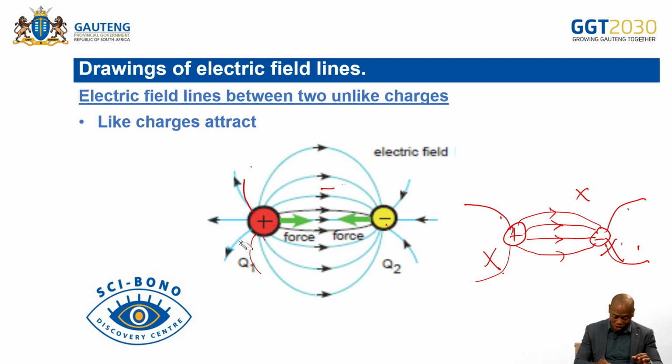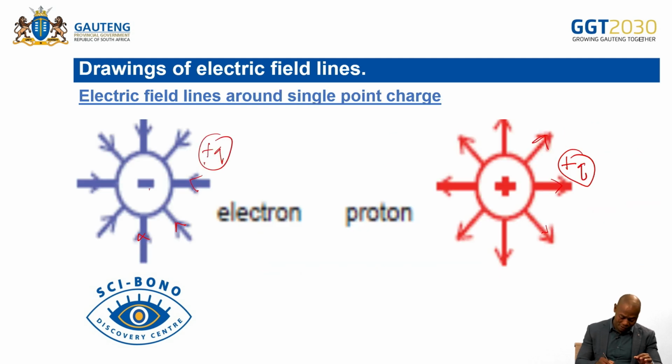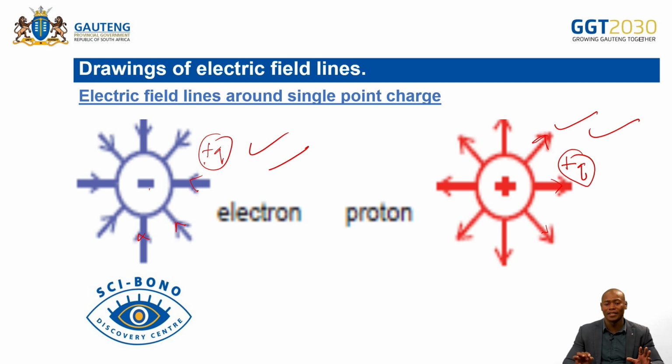A single charge, this is what we're expecting. A single positive charge here, a single negative charge here. Clear? This is how we have to draw the electric field pattern. What is the difference between the field lines for different types of fields?